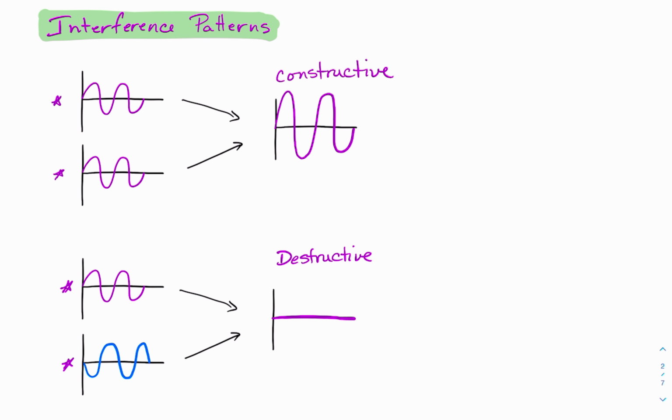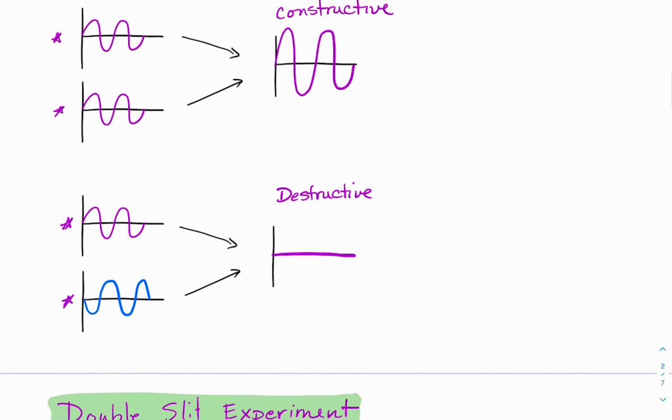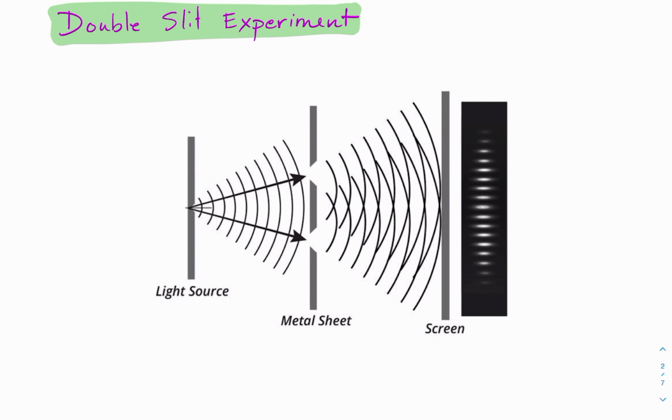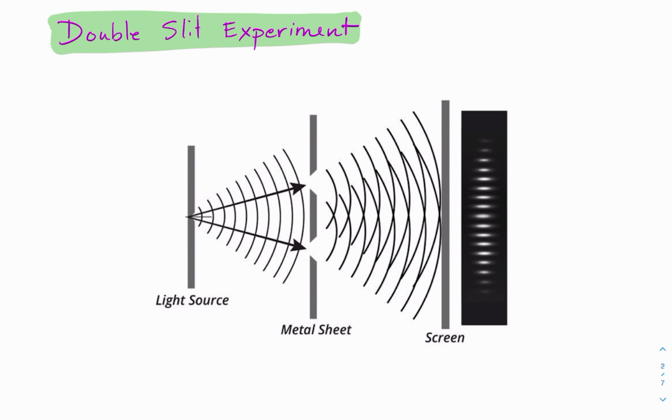It turns out that understanding these interference patterns is pretty important when it comes to understanding how light behaves overall. And where this became very evident was through an experiment that was called the double slit experiment. And the double slit experiment works kind of like this. You have a light source, a particular distance from a barrier. And in this particular image, we're going to use a metal sheet as our barrier.